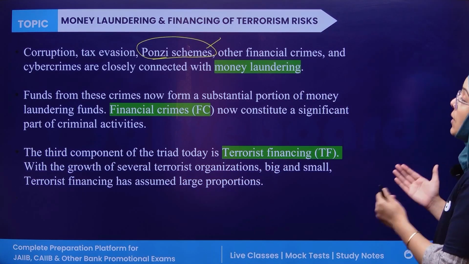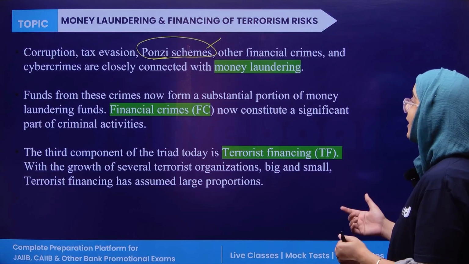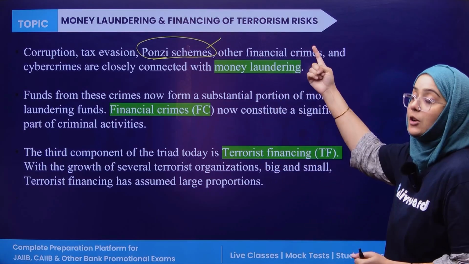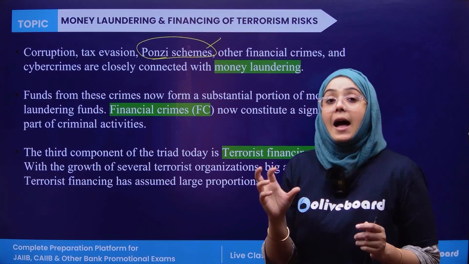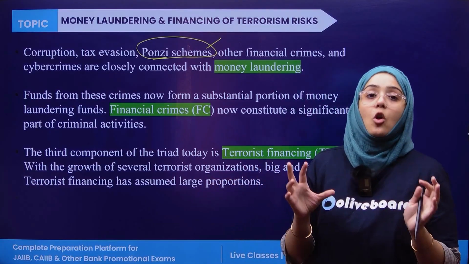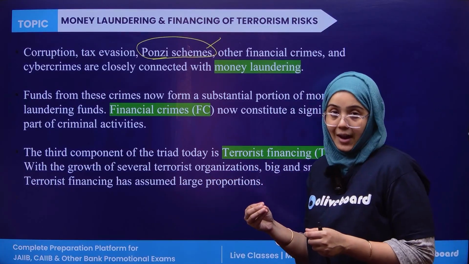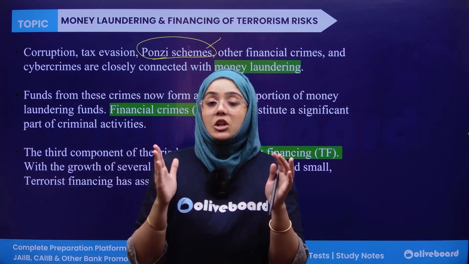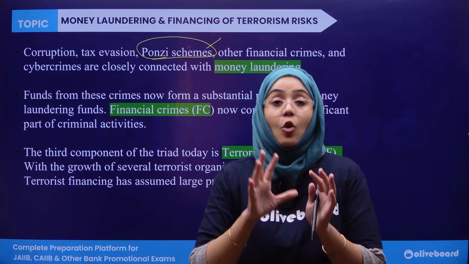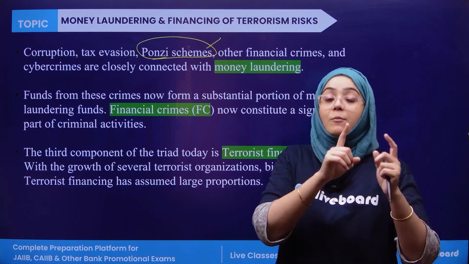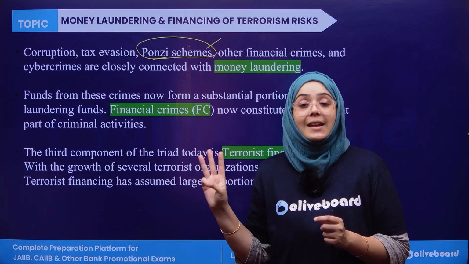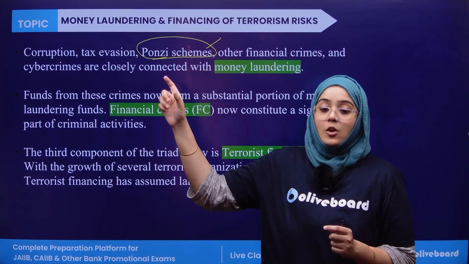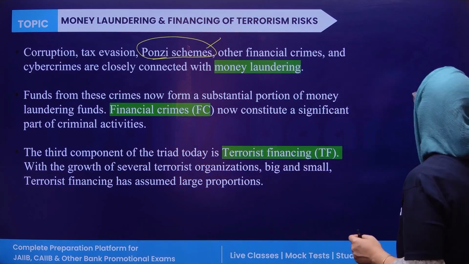Now, there are three components which we can say. First is money laundering. Second is financial crimes, which are activated because of money laundering. And third is terrorist financing. The funds used for terrorist financing and the funds utilized in financial crimes both come from money laundering, and that's why these are considered a triad, because they are very closely interrelated with each other. There is money laundering, there is financial crime, and there is terrorist financing.